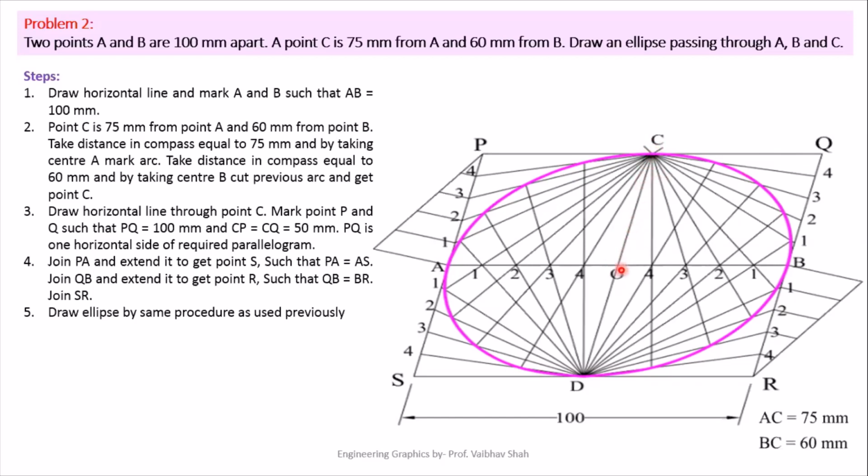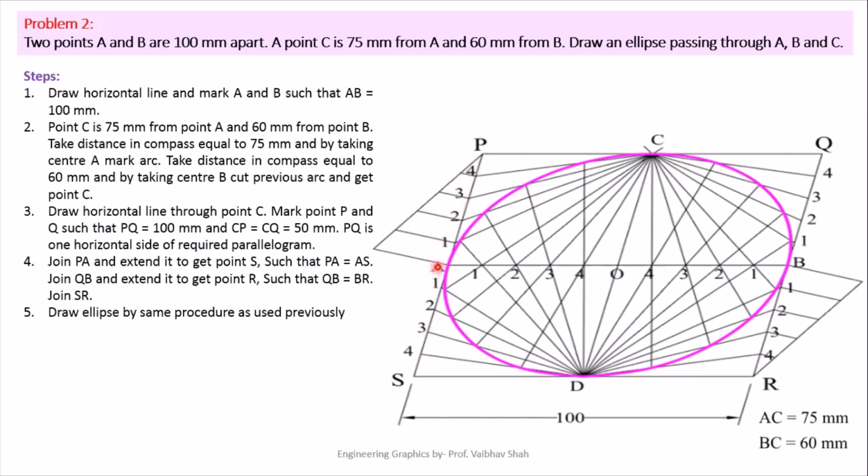After getting this line OC, you will now adjust your roller scale or drafter to your OC line and draw a line parallel to this OC line from your point A. It will give you this vertical line, which will intersect your originally drawn horizontal line somewhere here at point P. So this will be your point P. After getting your point P, you will be having one line AP. So take the dimension of your AP and extend it onto the other direction of your point A, and you will be having point S.